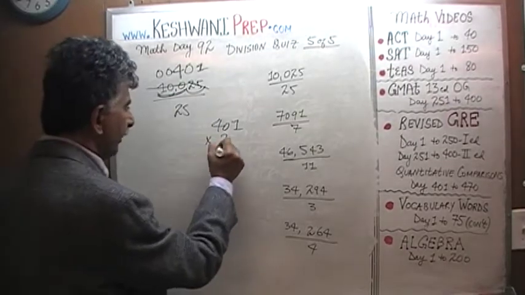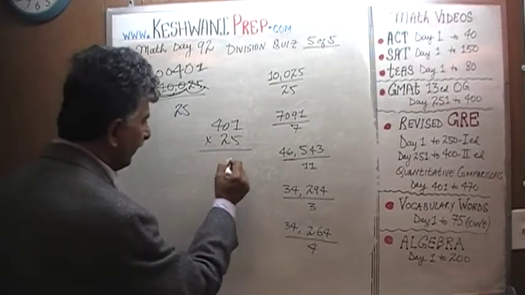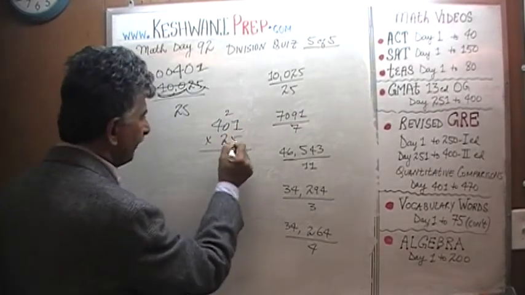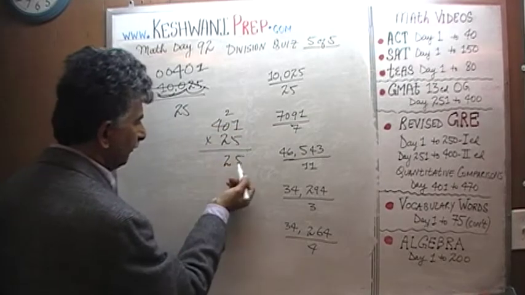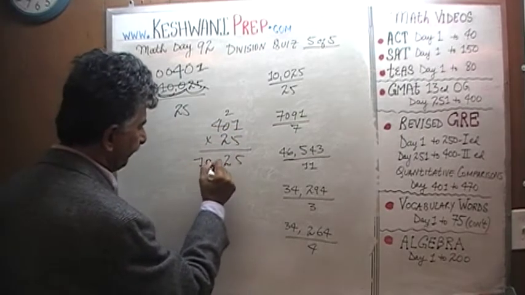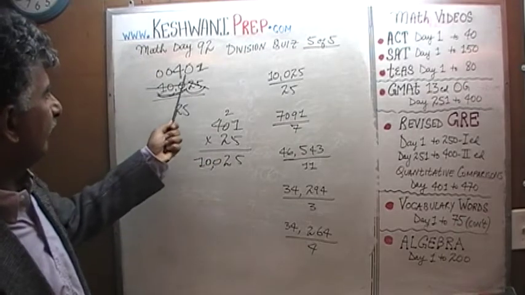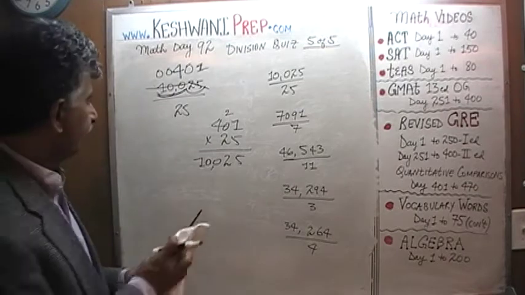If you want, you can take a couple of seconds to verify your answer. It's very simple. It will only take 2 seconds, as I said. 25 times 1 is 25, so it's 5, carry 2. 25 times 0 is 0, times 2 plus 2 is just 2, of course. And 4 times 25 is 100. There you go. 10,025 divided by 25 is 401. Let's do the next one.